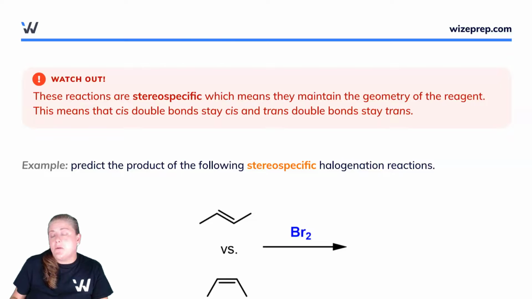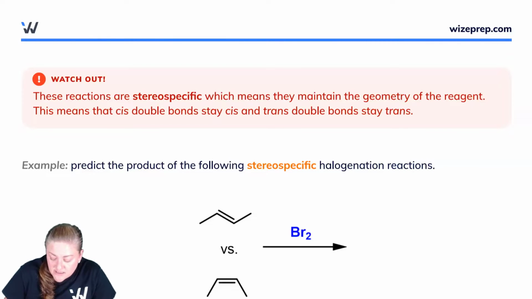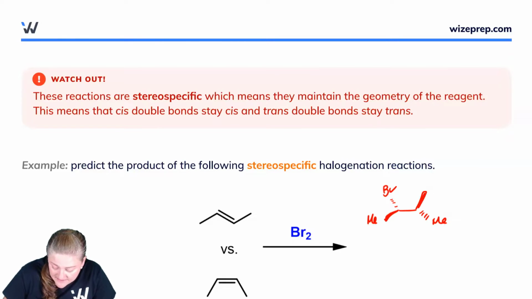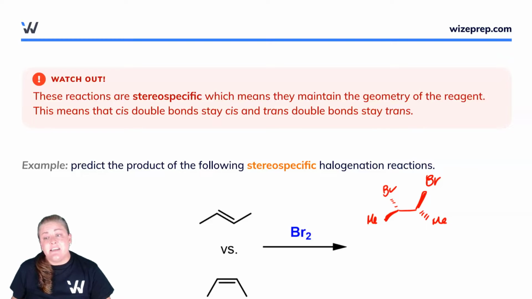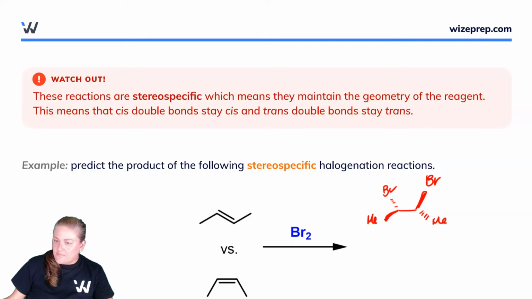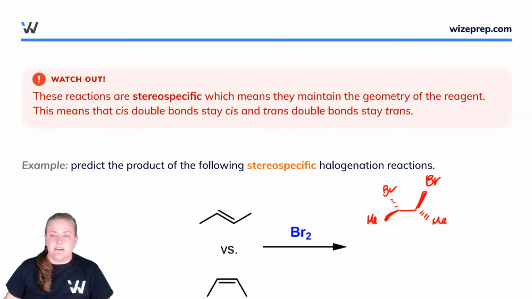If I'm to do bromination of a trans alkene, I should get a product like so, where the methyls will be on opposite sides, like so, and the bromine atoms will also be on opposite sides, like so. This here provides us a structure of anti-addition of the Br2, as well as maintaining the trans configuration of the alkene. Now let's take a look at the cis stereochemistry.